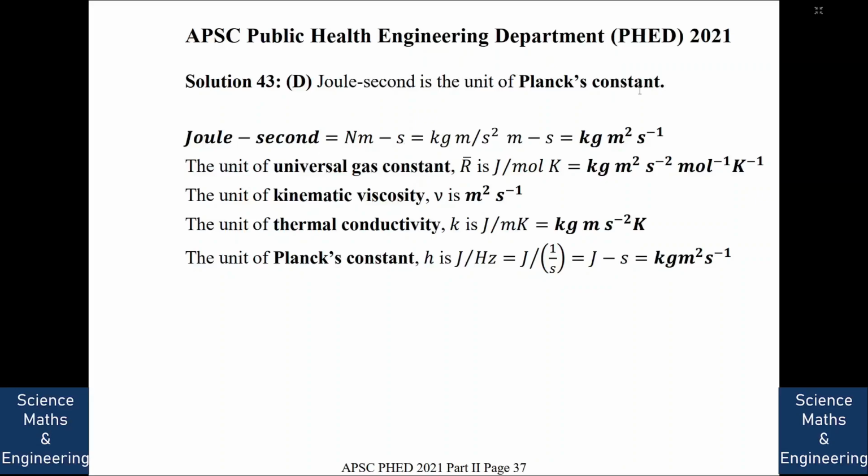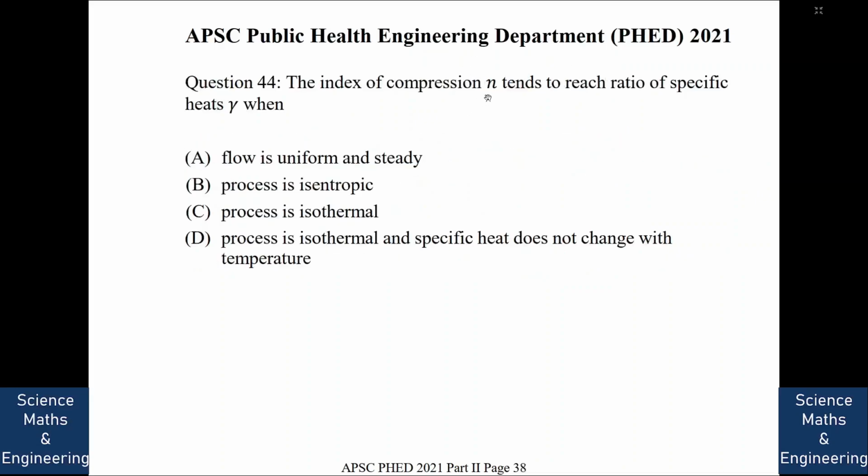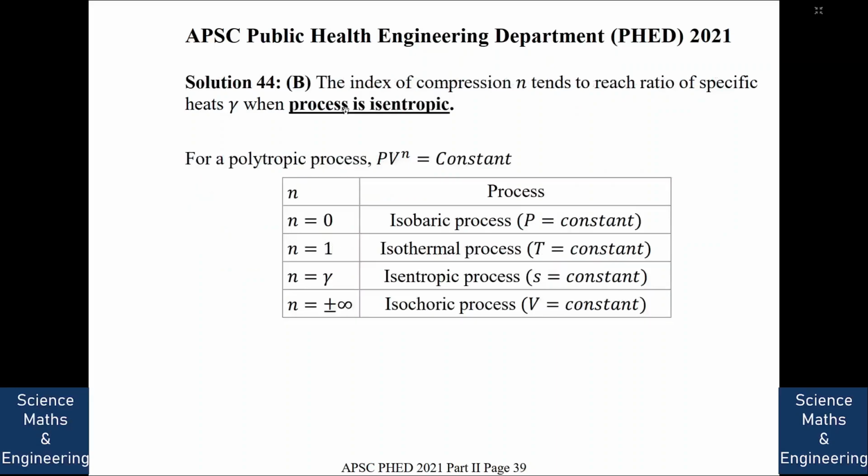So we'll go to the next question. The index of compression n tends to reach the ratio of specific heats gamma when. So the answer is when it is isentropic. PV to the power n equal to constant is a polytropic process. Now if n equal to 0, that means P is equal to constant, so it is an isobaric process. If n equal to 1, that is PV equal to constant, so it is an isothermal process. If n equal to gamma, that is an isentropic process, so S is constant. And if n is equal to plus or minus infinity, then it is a constant volume process. So it is an isochoric process.